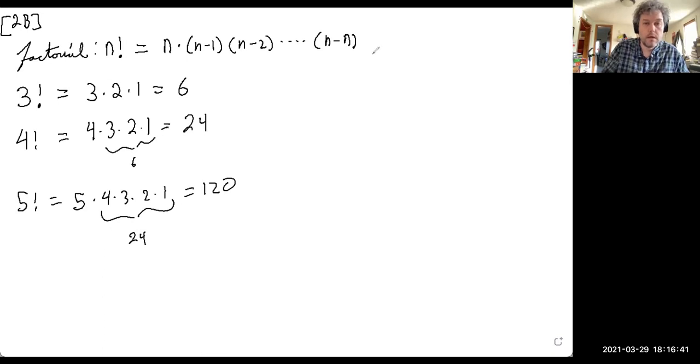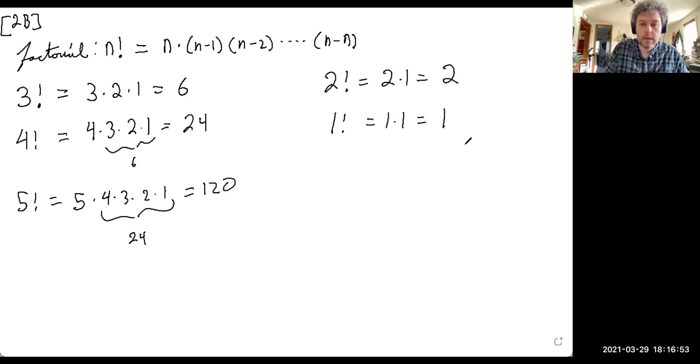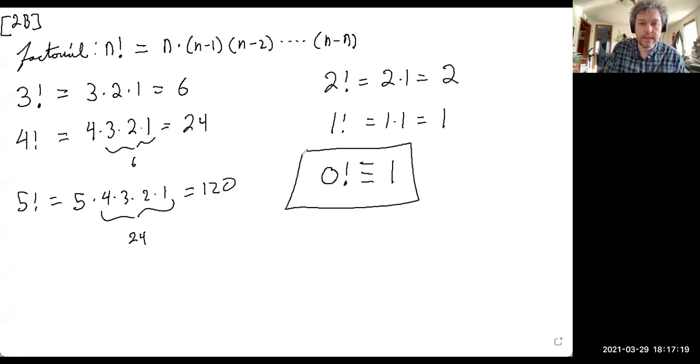Yes. Okay. What about 2 factorial? 2 factorial is just 2 times 1. That's 2. 1 factorial is just 1 times 1. That's 1. And then 0 factorial. This one's kind of weird. So we just have to define it to be the number 1. Because we're not going to go into 0 minus 1 times 0 minus 2. We're going to define 0 factorial as equal to 1. We need that with our equations. It had to be something. So we just have to accept that 0 factorial is just 1.